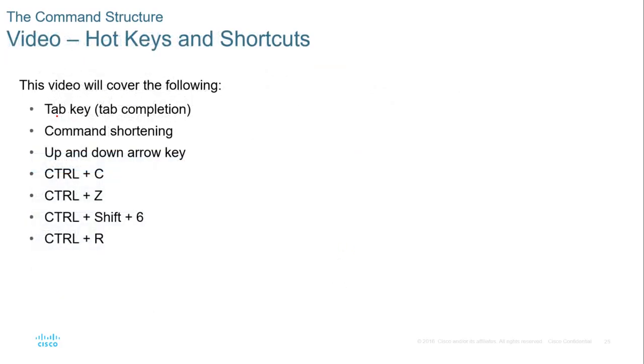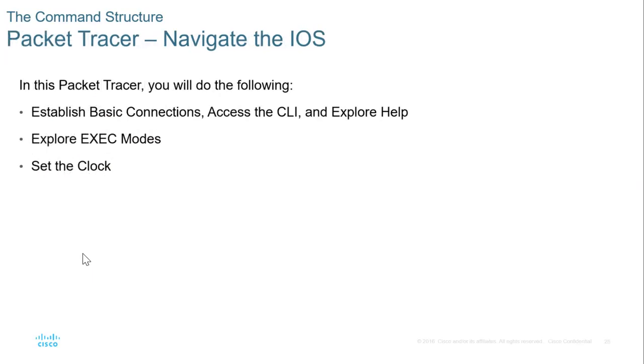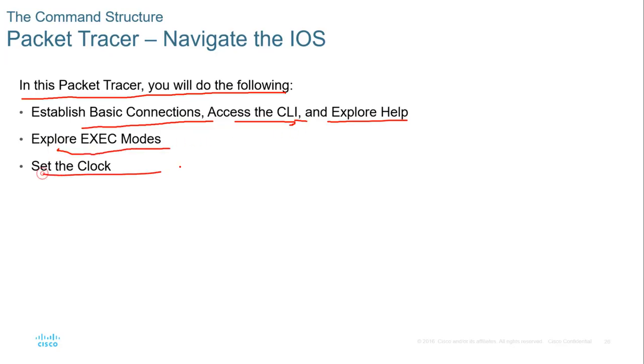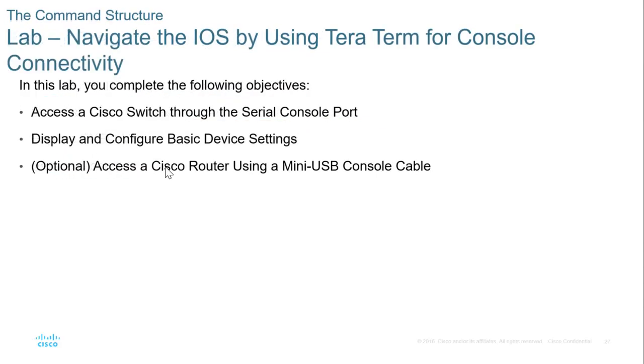Here is the video where we're going to look at the tab key, then command shortening, up and down arrow, Control C, Control Z, Control Shift 6, and then Control R. So it's a video, you just play and then watch. Then we have the packet trace activity. You will do the basic connection, access the control of the command line interface, and then explore help, explore access mode, and even search the clock.